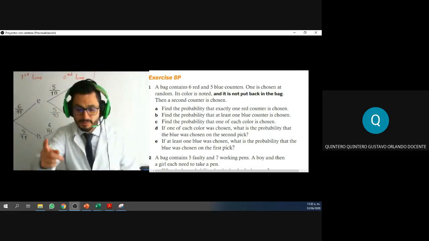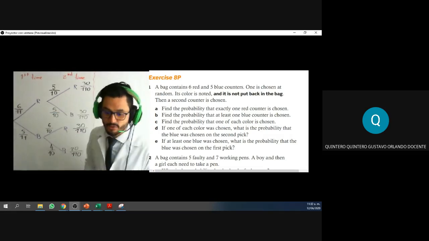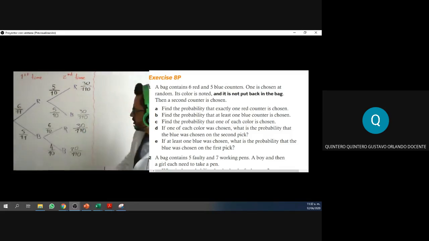All right. Find the probability that exactly 1 red counter is chosen. Exactly 1 is this and this, right? So 30 plus 30. So the answer to question A is 60 over 110.